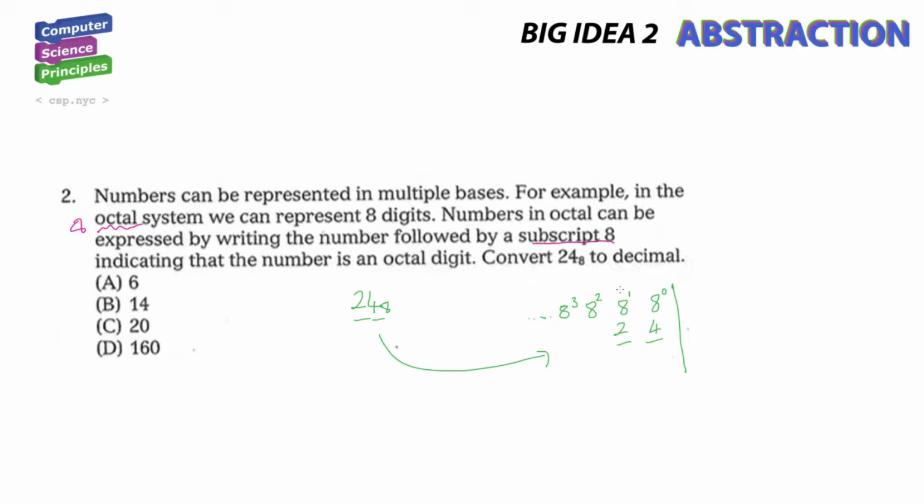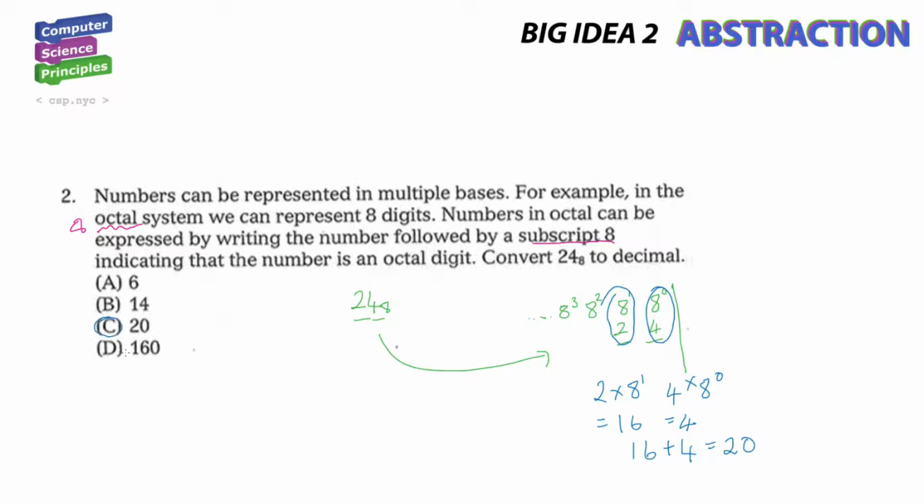So this is going to give us 2 times 8 to the 1, which is going to equal, well, 8 to the 1 is 8. 2 times that is 16. And then over here, this is 4, because there's a 4 there, times 8 to the 0. Well, 8 to the 0 is 1, so 4 times 1 is 4. And then what we do is we just add them. So 16 plus 4 gives us 20. And so 20 is our answer.